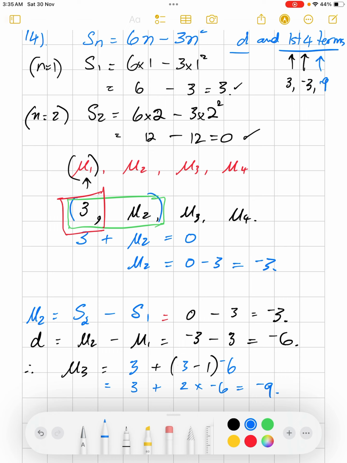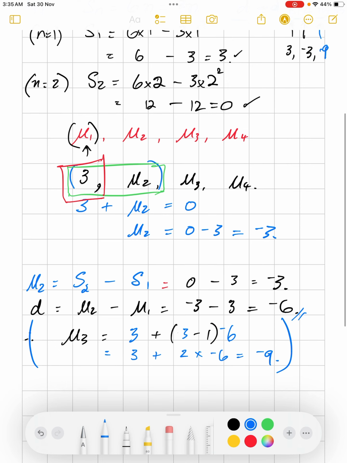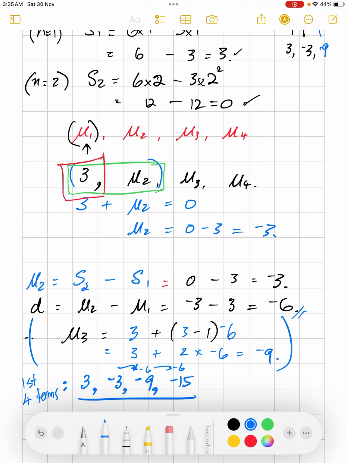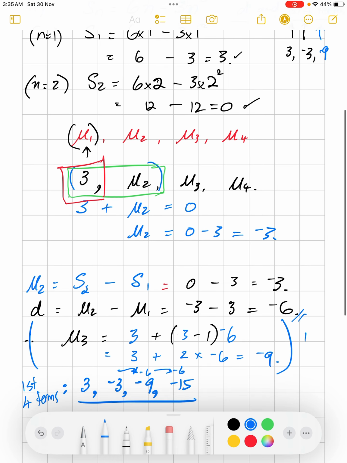Now we don't really need to do all of this, right? Because once we know it's going down by 6, couldn't we just say 3, negative 3, down by 6, negative 9, down by 6, and then down by 6 is negative 15. We could simply just say the first four terms, and just drop each value by negative 6. So that saves having to show the formula.